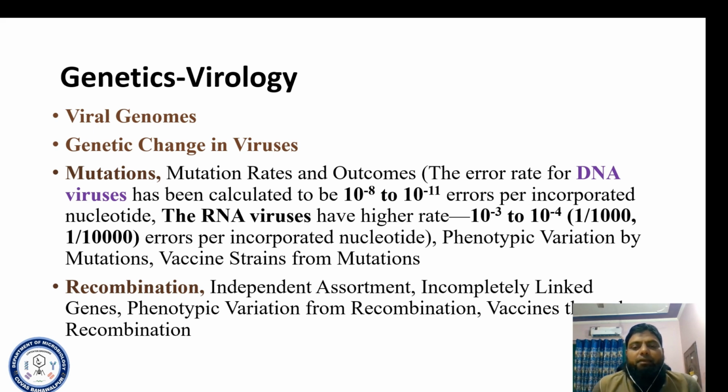So in case of viruses, we can have recombination. There can be independent assortment. There can be incompletely linked genes. Of course, there will be phenotypic variation from recombinations. And again, yes, the vaccines can be prepared by utilizing this phenomenon of recombination.